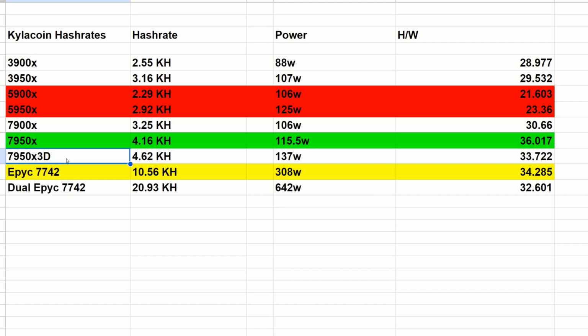And the 7950X3D was coming in with a bit more hash rate at 4.62 kilohash. It was using more power here at 137 watts for a hash to watt ratio of 33.722. And then we have the single EPYC here.